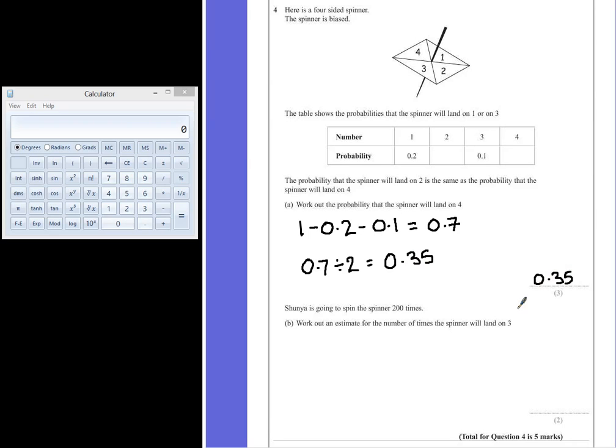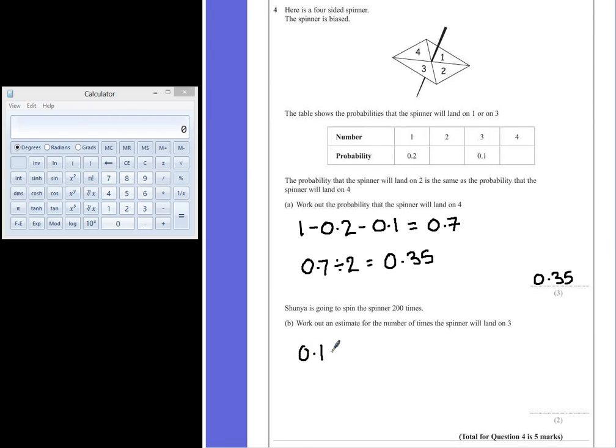Shunya is going to spin the spinner 200 times. Part B, work out an estimate for the number of times the spinner will land on 3. Well, the probability to land on the number 3 is 0.1.